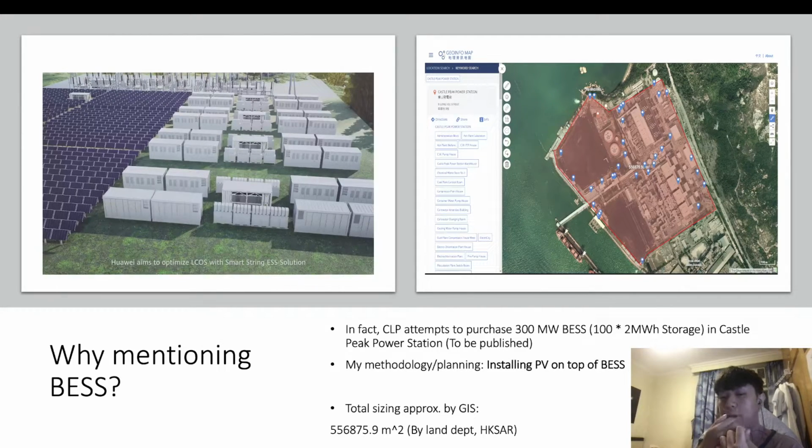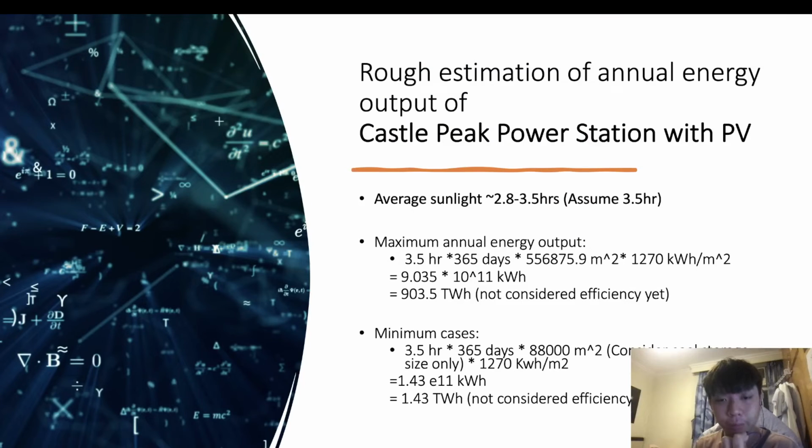And my methodology of planning is to install the PV on the roof on top of the BESS, and the total sizing approximated by GIS is around 55,675.9 square meters, which is provided by the GIS Land Department HKSAR. The actual number will be further tuned in a later part.